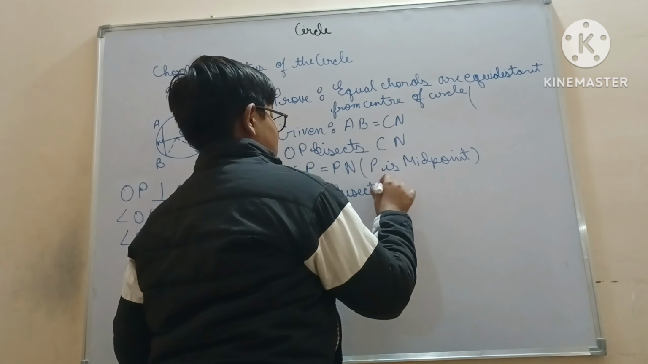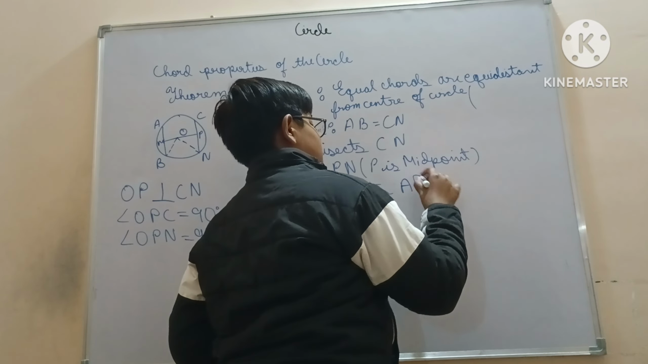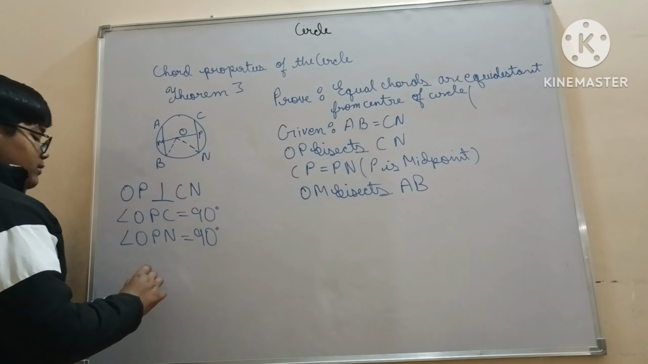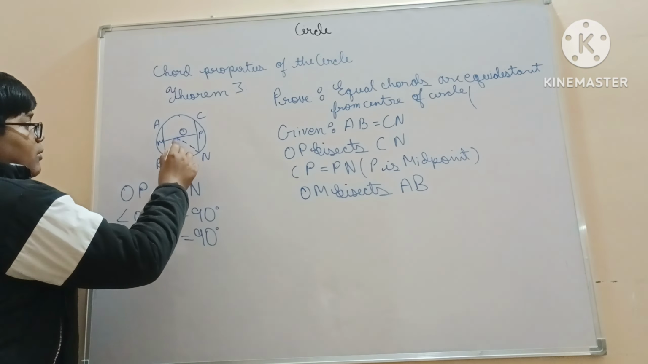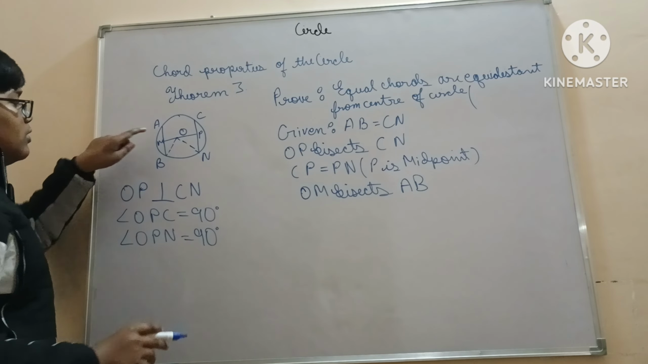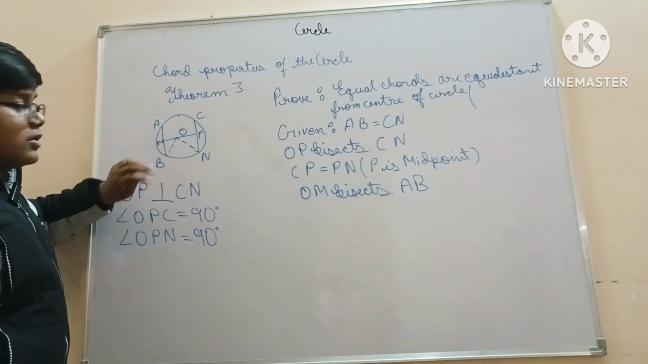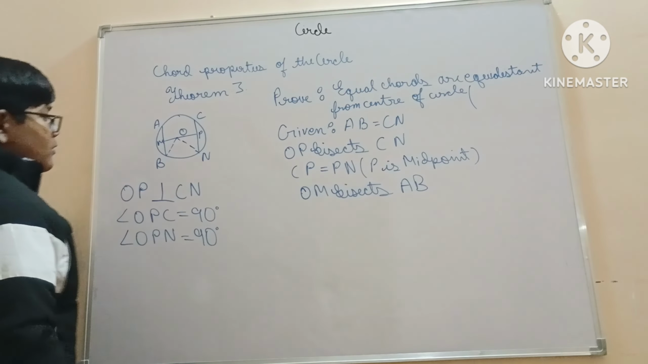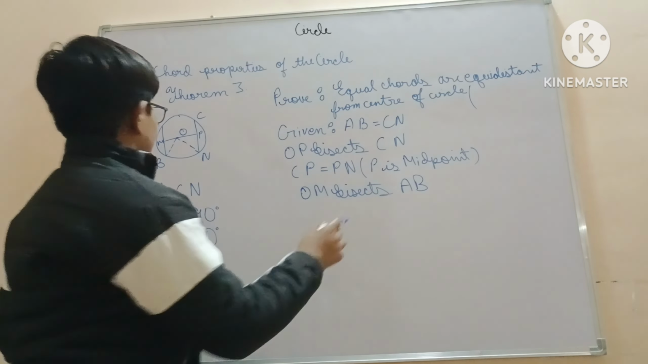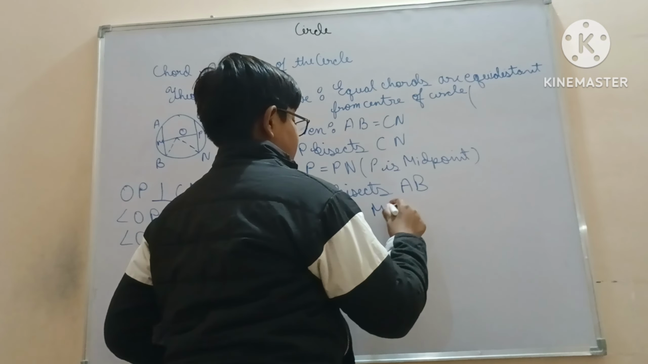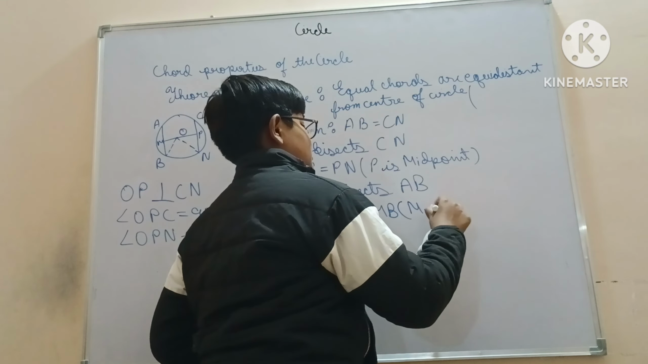bisects AB, as I have previously told that any line from the center of the circle to any chord bisects the chord. That line must be coming from the center of the circle. So OM bisects AB, which means that AM is equals to MB and M is midpoint.